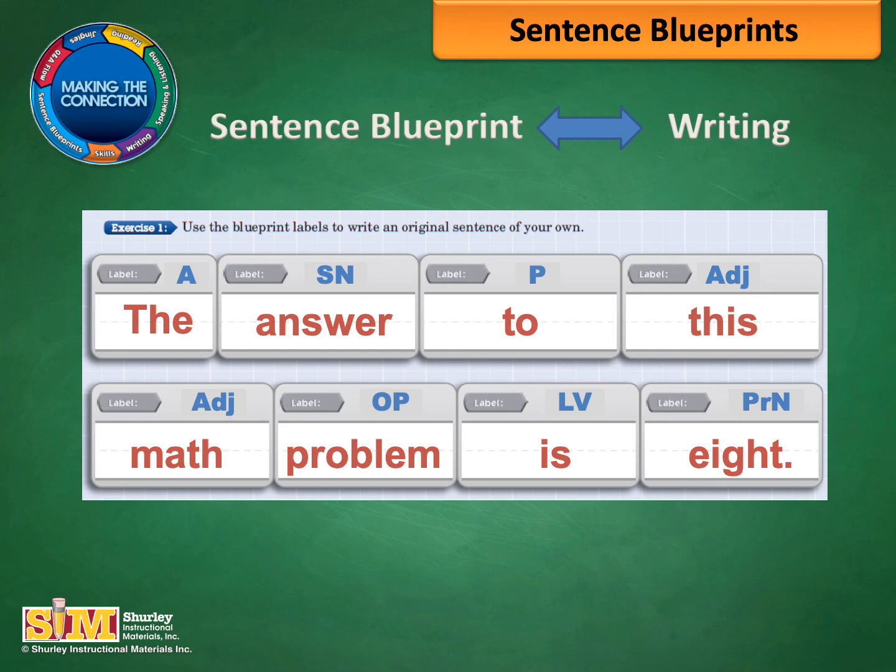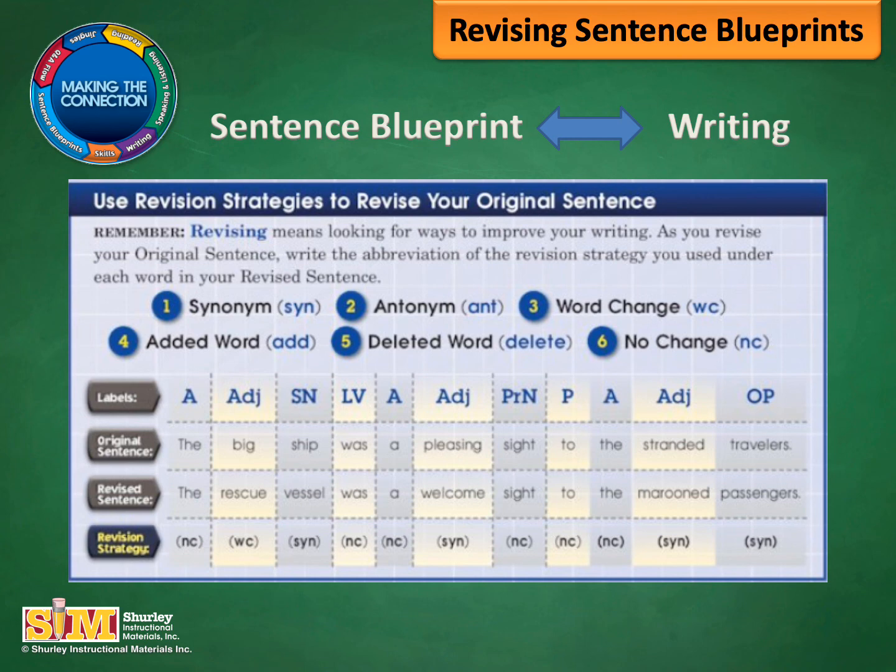Now let's read the Pattern 4 sentence that this student wrote using a sentence blueprint. It says, the answer to this math problem is 8. After writing a sentence blueprint, students will move into the revision phase and actually revise their sentence. Building and revising sentences helps students develop the revision skills and sentence sense they need to be able to write good paragraphs and essays.